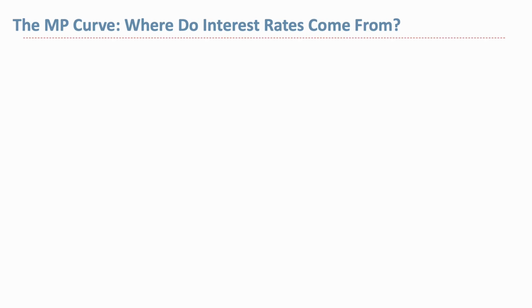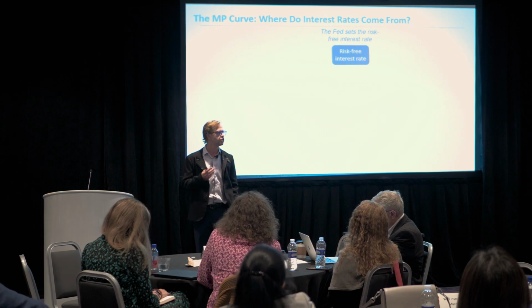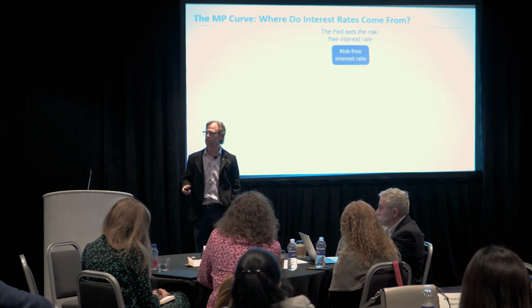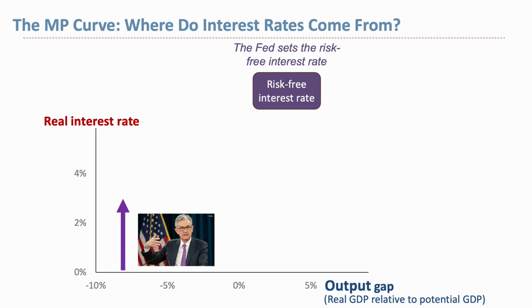Now we need the MP curve. So where do interest rates come from? They come from two places. First of all, the Fed sets the risk-free interest rate. I'm just going to assert that. They're going to read a whole chapter on monetary policy. We'll talk about monetary policy later on, but the Fed sets the short-term interest rate and it's a risk-free rate. That's Jay's job.